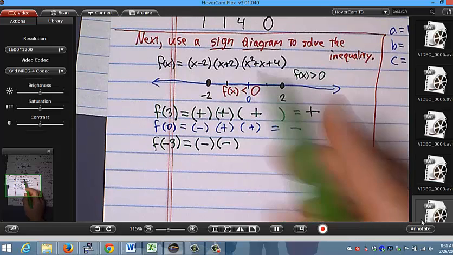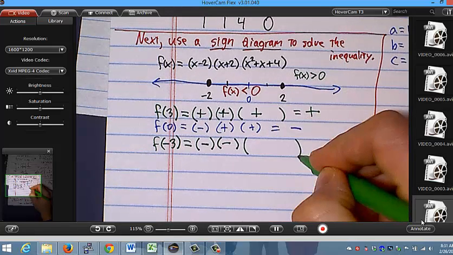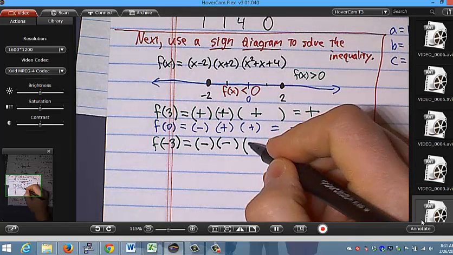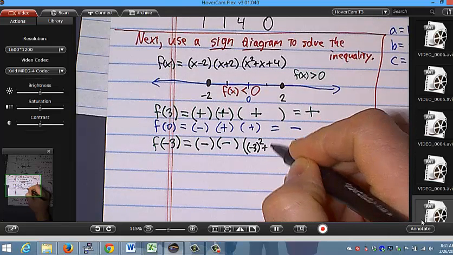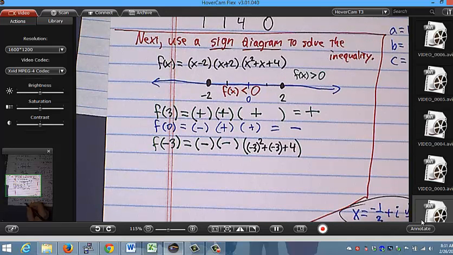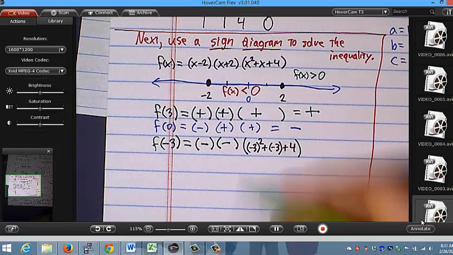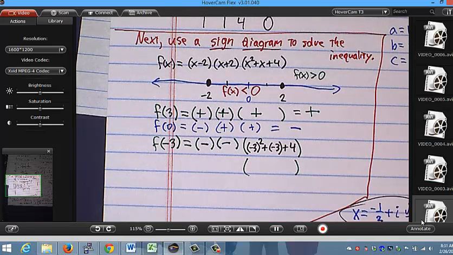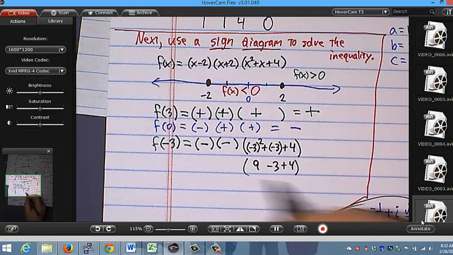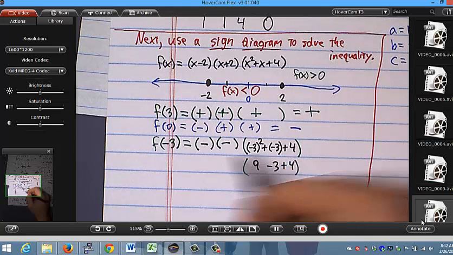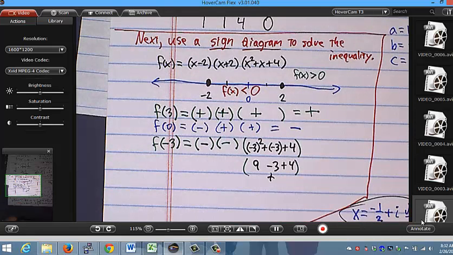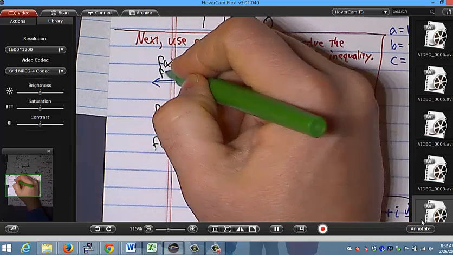I'm not so sure at this point. I should check that. If we plug in negative 3, I have to be real careful here. I get negative 3 squared plus negative 3 plus 4. So what do we get for that third piece? I better work that out. 9 minus 3 plus 4, that's positive, right? Positive. That's all I care about. So we have negative, negative, and then positive. So what's this f of negative 3 going to be? Positive. Okay. f of negative 3 is greater than 0.